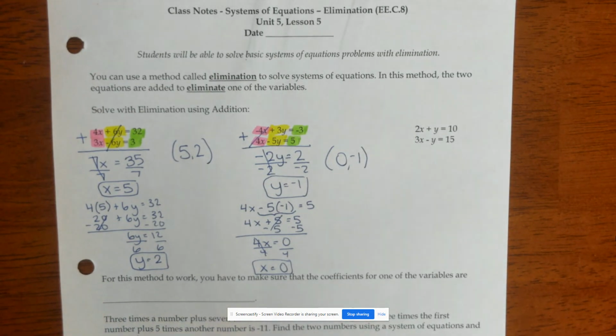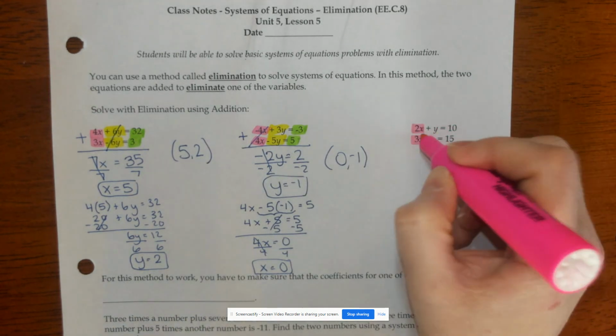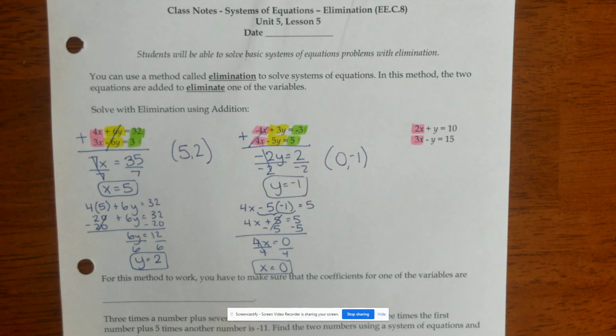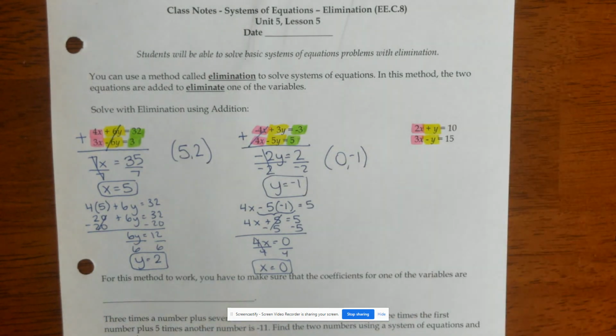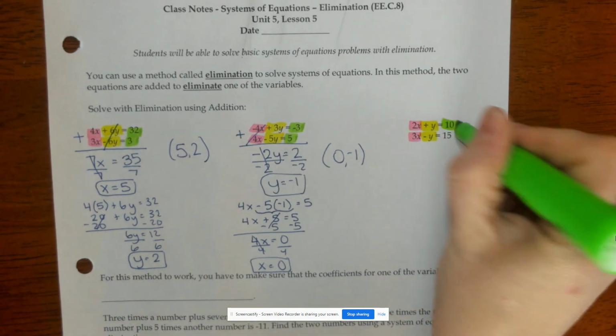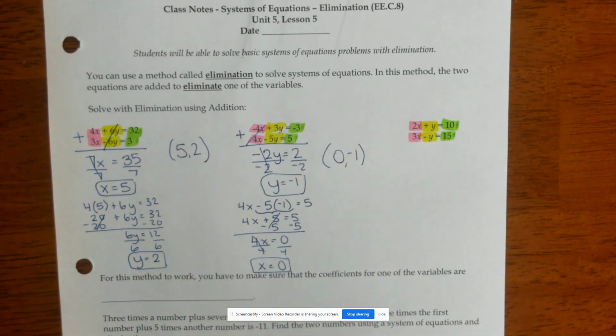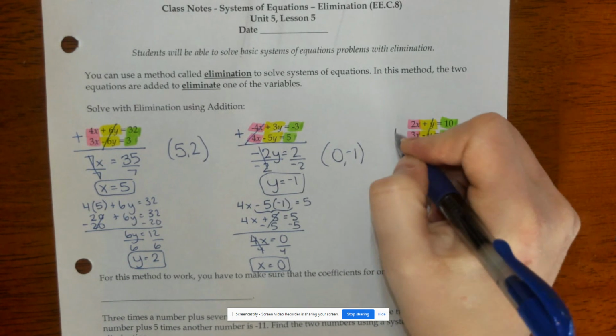Last but not least, sometimes you will see that the thing that cancels has no coefficient at all. So 2x and 3x, those are not going to cancel. If I look at a positive y and a negative y, those coefficients are 1s, so it's a negative 1y and a positive 1y. So those are going to be the ones that cancel. Once you've got that, add the rest of those together.